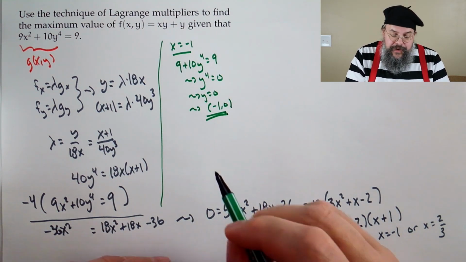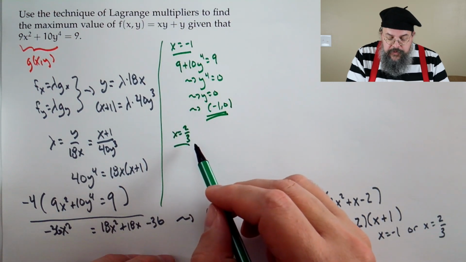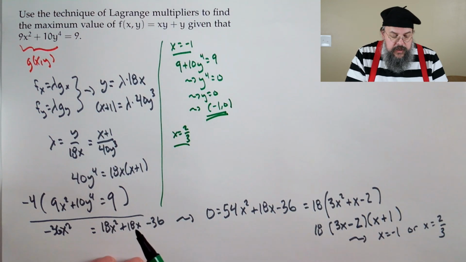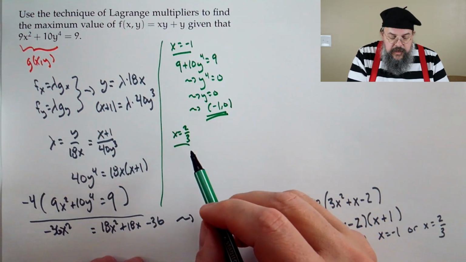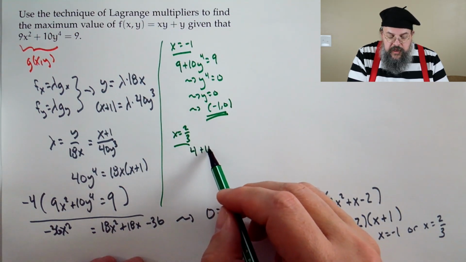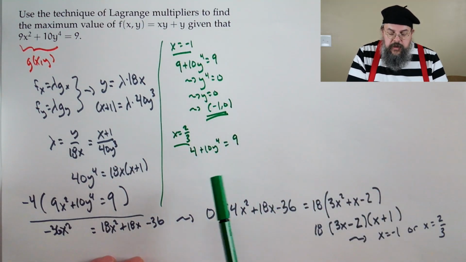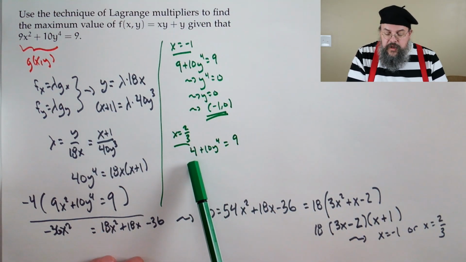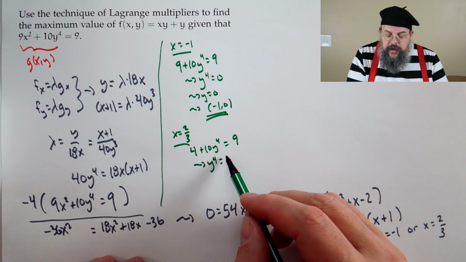2/3 now. If x equals 2/3, what happens? Well, plug it in somewhere. Well, okay, look, we can plug it in anywhere. I can plug it in there. So 9 times 2/3 squared. That's 4 plus 10y to the 4th equals 9. Well, look, subtract 4, divide by 10, and what do you see? Well, that really says, hey, y to the 4th has to be a half.